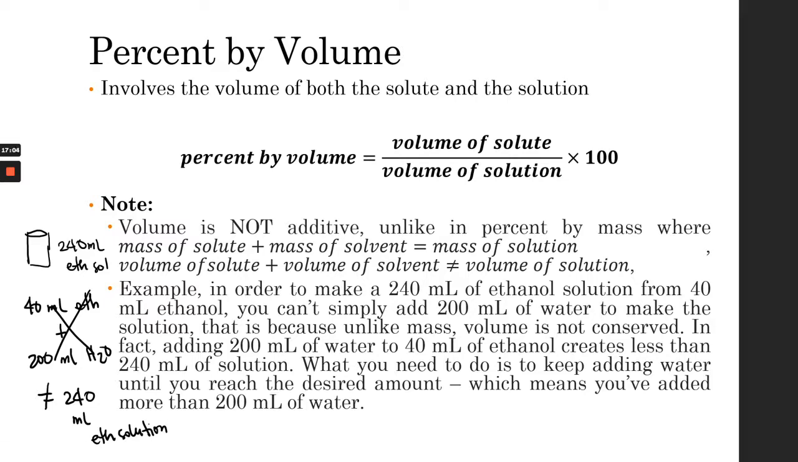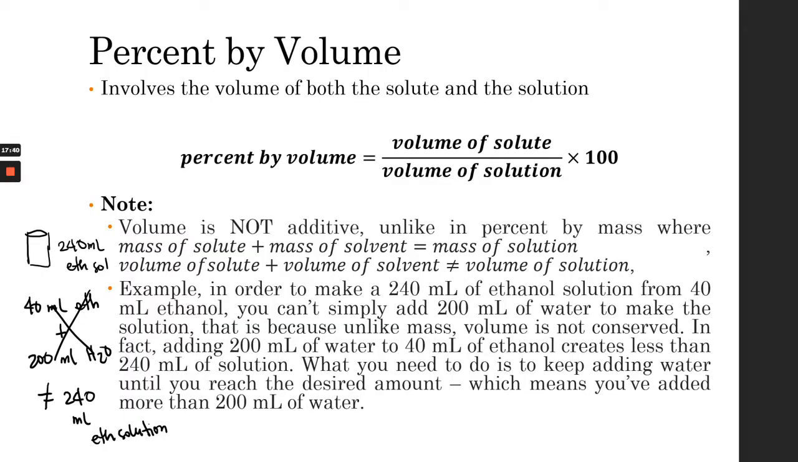That's because they have different densities. The density of ethanol is different from the density of water. By adding 40 ml of ethanol and 200 ml of water, you won't have enough for 240 ml of solution. What actually happens is it creates less than 240 ml of solution. What you need to do when preparing a solution by volume is to keep adding water until you reach the desired amount.